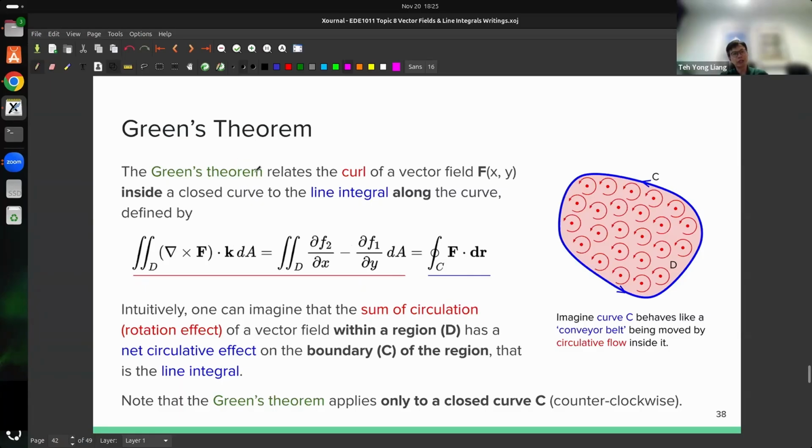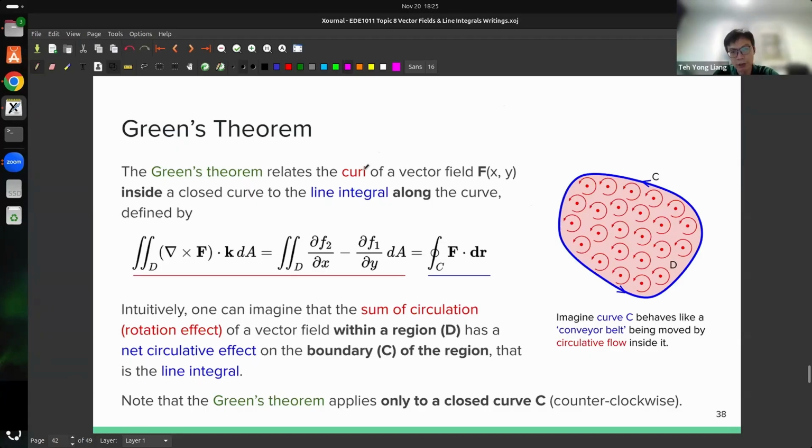So Green's theorem relates the curl of a vector field, let's say F of x, y. Of course, the curl by right has to have 3 dimensions, so the vector field by right must be in 3D. But in this case, we can always say that the z component is 0. The vector field F is F of x, y, but for the curl you can just treat the z component as 0, because the field is only in the plane. The curl always needs 3 components to compute. Okay, that's not important.